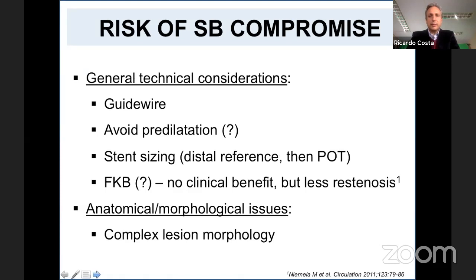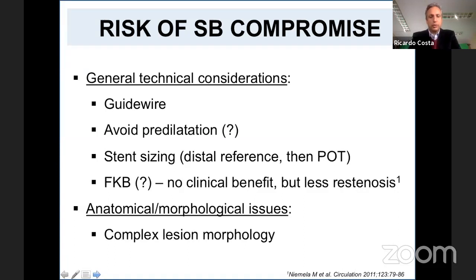And the risk of side branch compromise, technically speaking, can be somewhat controlled if you have a guide wire in the side branch. Should we avoid pre-dilatation, depending on what we plan to do? Stent sizing, we should always size according to the distal reference, then perform POT to avoid carina shift. Should we always do a final kissing balloon? Some previous data suggested yes, but this was prior to POT. Now with some more recent data, it's controversial.